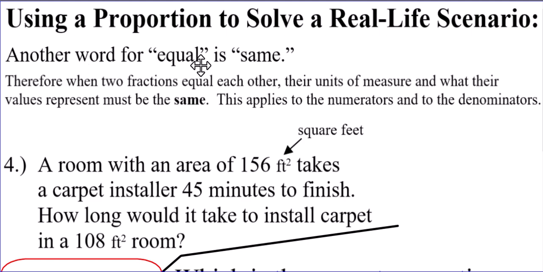Another word for equal is same. That's really big here. Equal means same. So, therefore, when two fractions equal each other, their units of measure and what their values represent must be the same. You're like, Underkoffler, what do you mean? I'm talking about the numerators, they have to be the same things, and the denominators have to be the same type of things, specifically when we're talking about the units of measure and what their values represent.